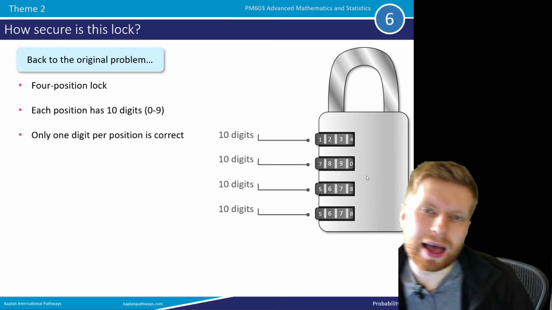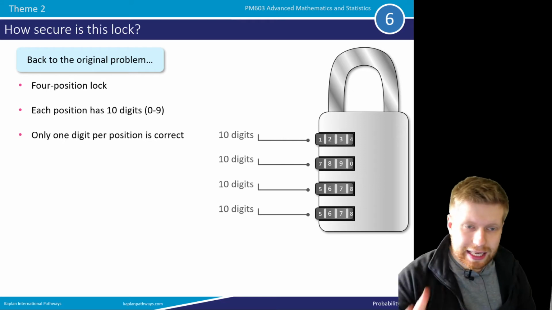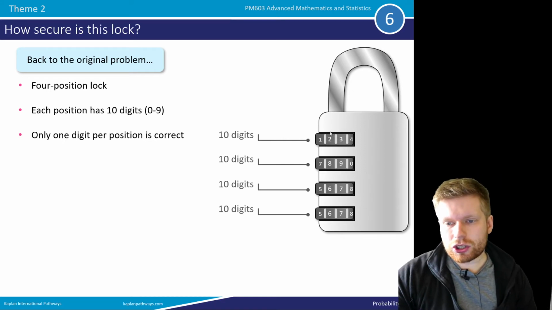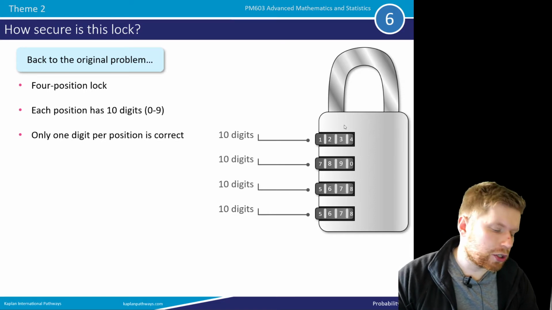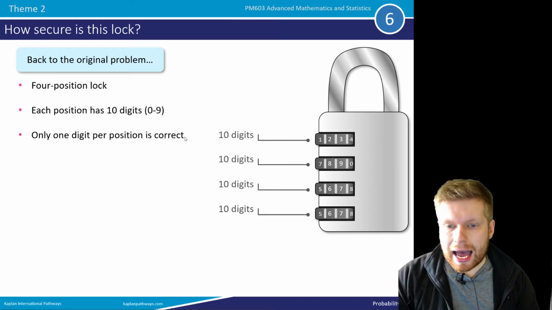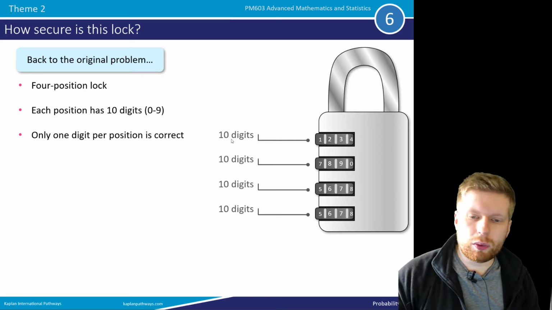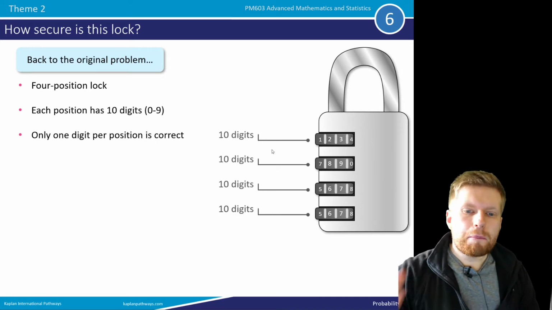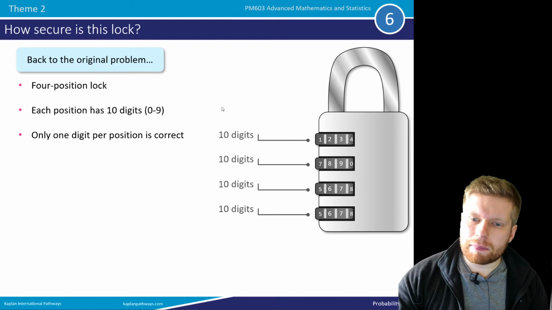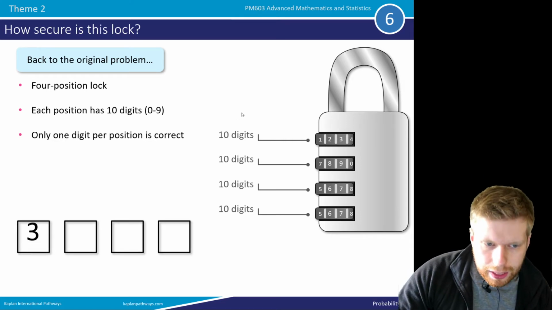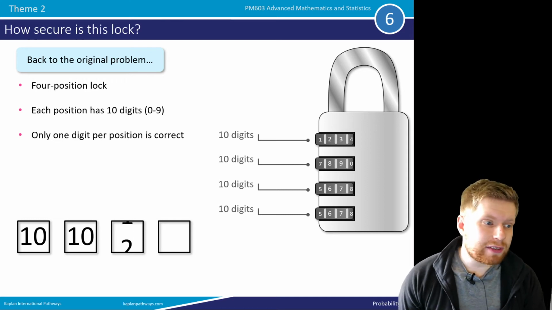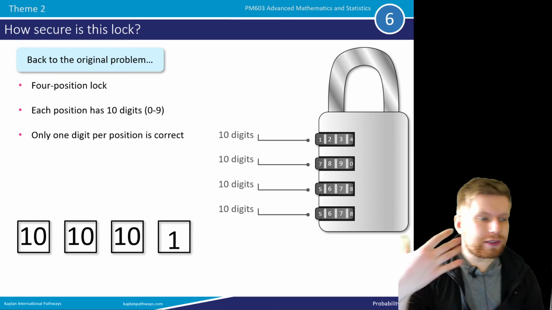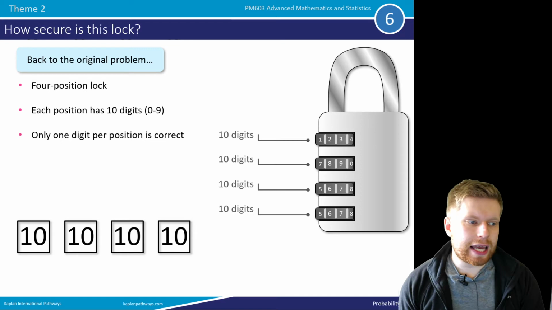So now if I extend that back to the original problem, that exact same idea, well, remember, instead of having 2 positions, having 2 wheels, we've now got 4 positions or 4 wheels, okay? And now instead of having 5 digits on each wheel, we've got 10 digits on each wheel. But the principle is still the same. So basically, in the first position, I can choose 10 different possible options. In the second position, I have 10 different possible options. Third position, I have 10 options. And in the fourth position, I have 10 options.